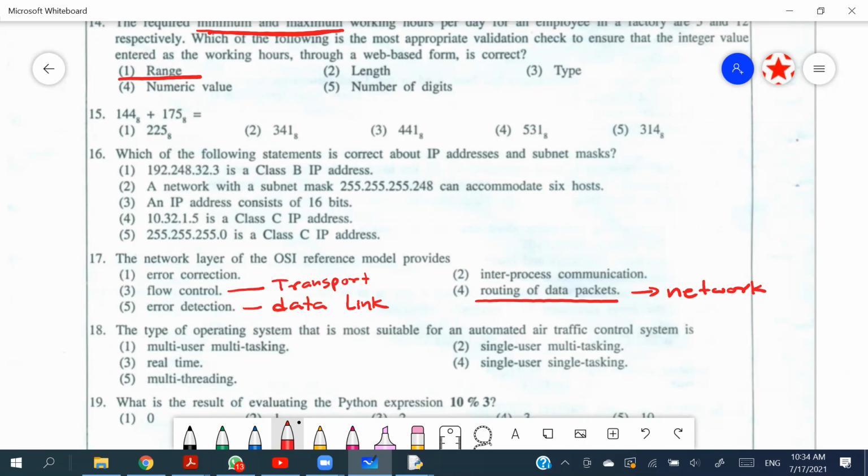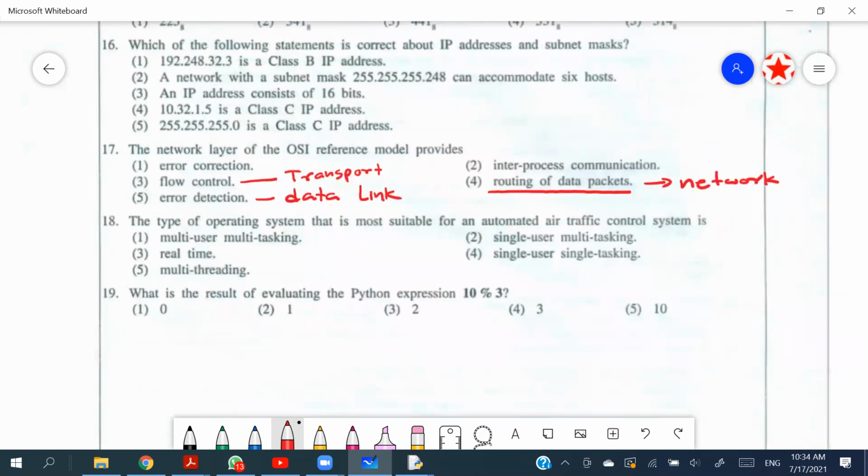Okay. So the 19th, what is the result of evaluating the Python expression 10 % 3? Oh, this is easy. 10%3 means 10 modulus 3. So 10 is divided by 3. 3 times 3 is 9, 1 is remaining. This is what you call the remainder. So the answer is going to be the second one. Right? So for the 19th, the second one is the answer.